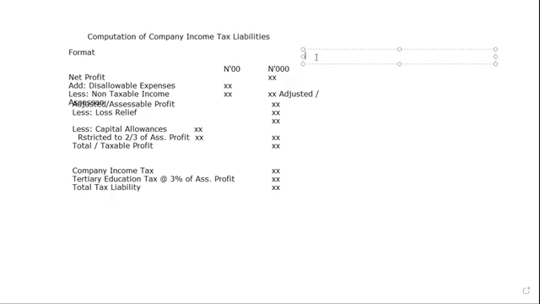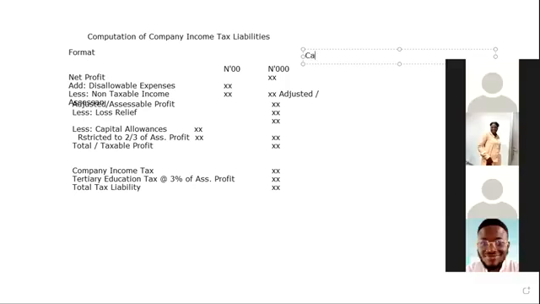Effective when? 2024 year of assessment. So let me explain many things you have here. First, capital allowance, right?